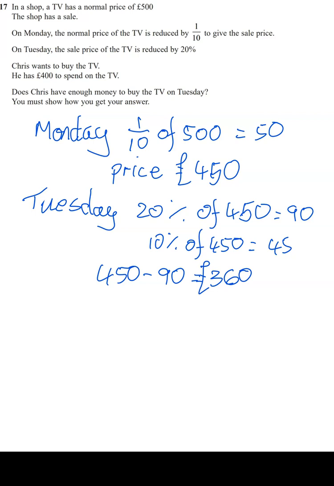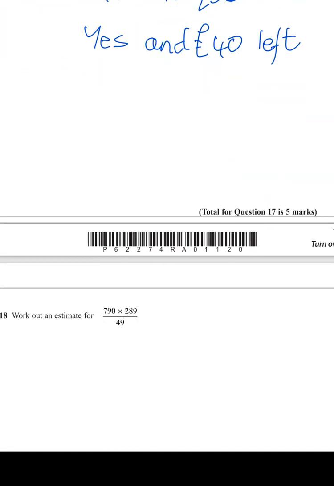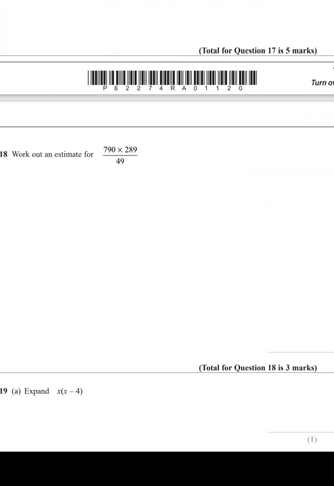Okay, does Chris have enough money to buy the TV? Yes. And £40 left. Okay, so nice and clear, you can see what I've done. Monday's price, Tuesday's price, yes, he can afford it, £40 left. Really easy and clear for the examiner to mark for you. 5 marks.